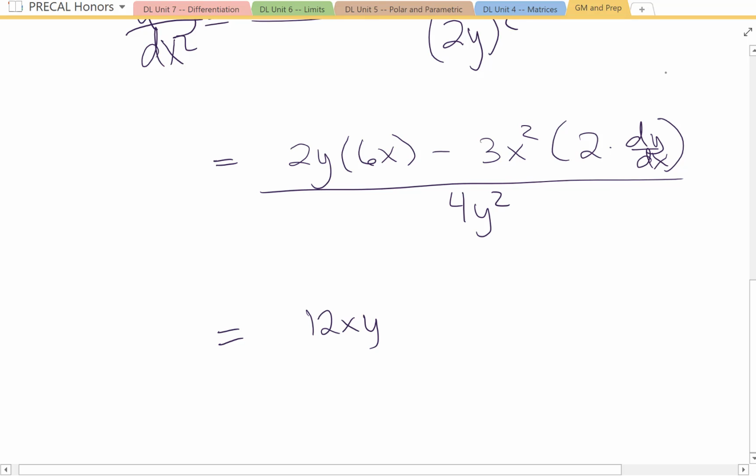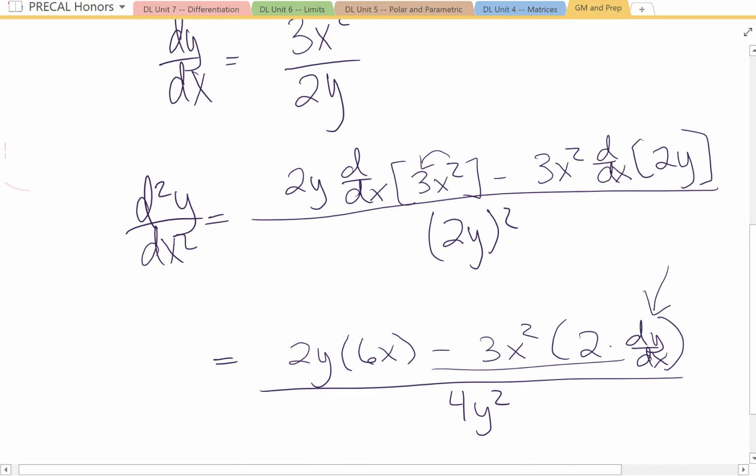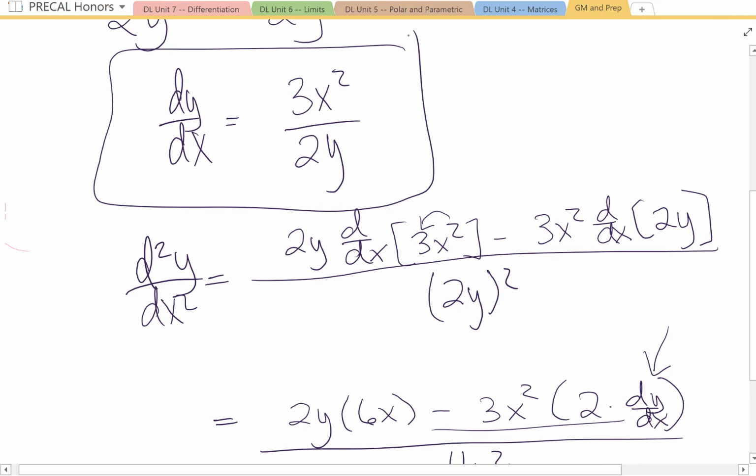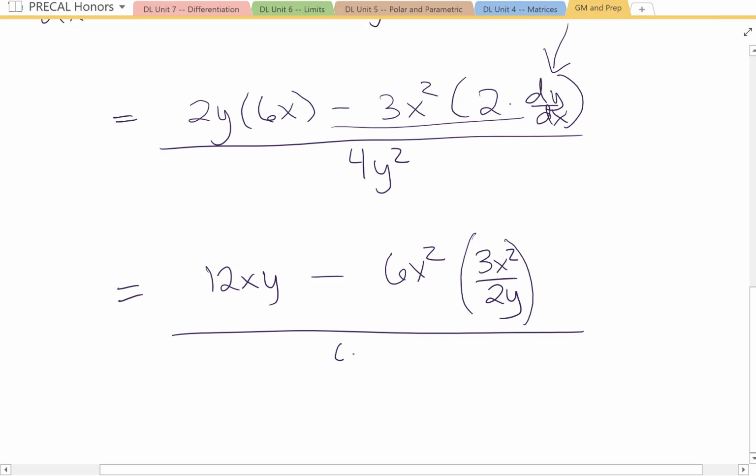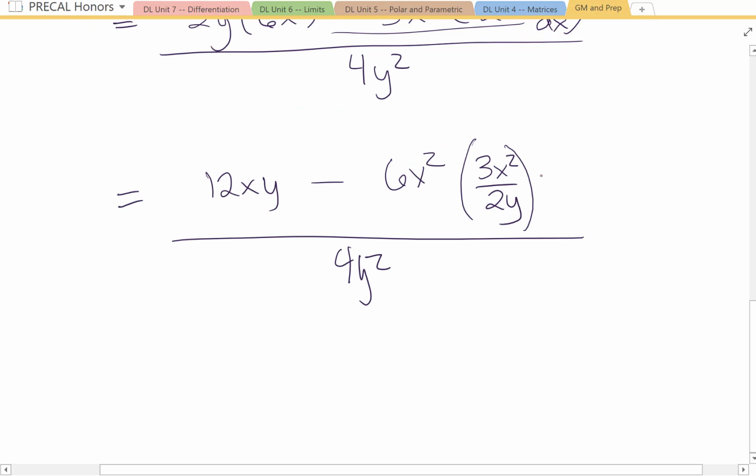Hey, I actually have a value for dy/dx. I'm going to combine these things first. So negative 6x squared times dy/dx. What is dy/dx? dy/dx is 3x squared over 2y. And this is all over 4y squared. We can also reduce, so 6 over 2 is 3 over 1. That means that this fraction only now has a y in the denominator, which means this one needs a y to combine them. We'll multiply this by y over y at the same time.